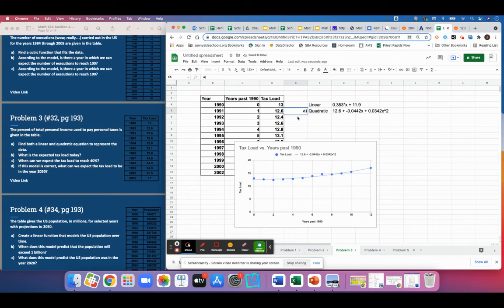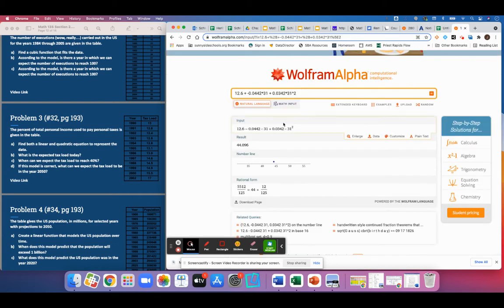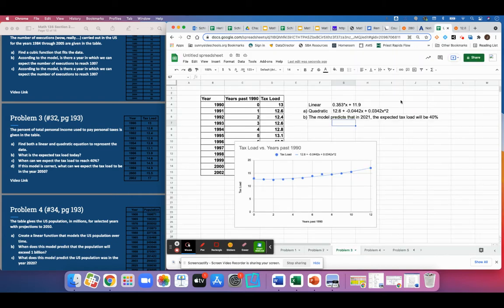Part B. The model predicts that in 2021, the expected tax load will be 40%. I'm not sure how accurate that is, but we might be able to figure that out. When can we expect, did I say 40%? What did I mean to say? I meant to say 44%.